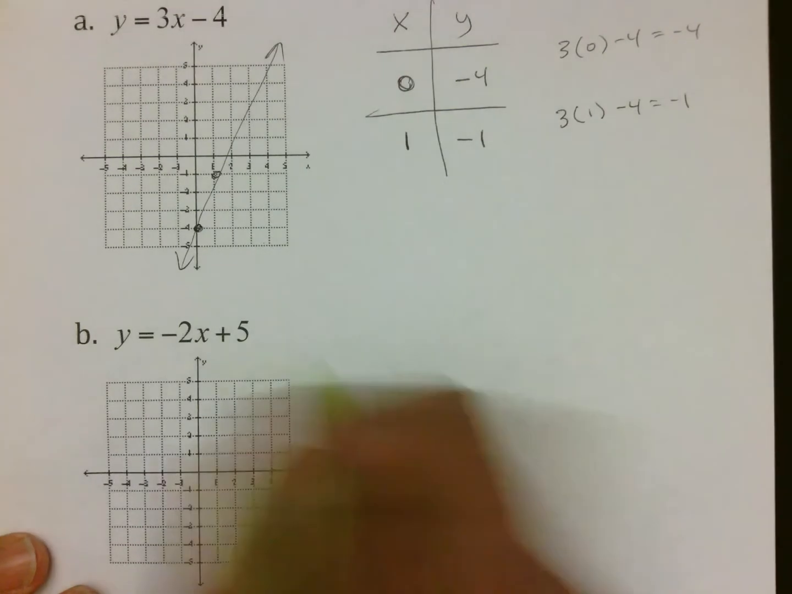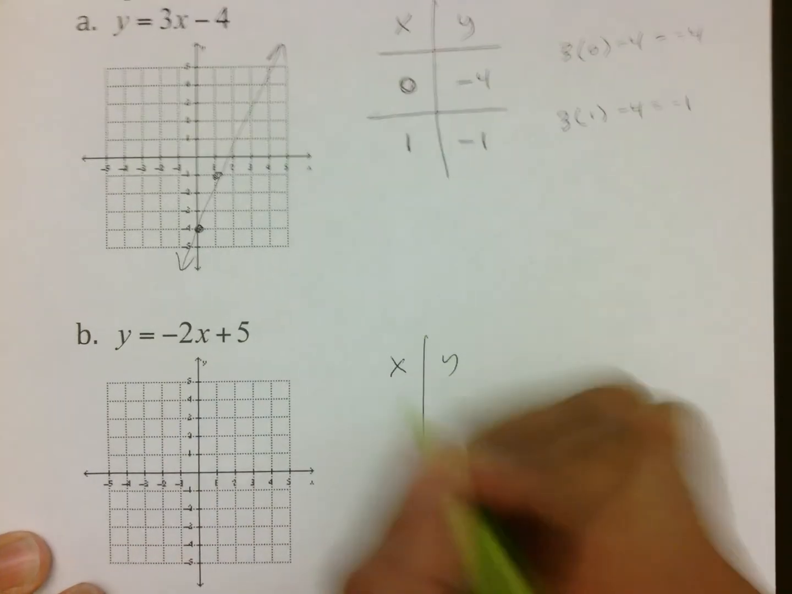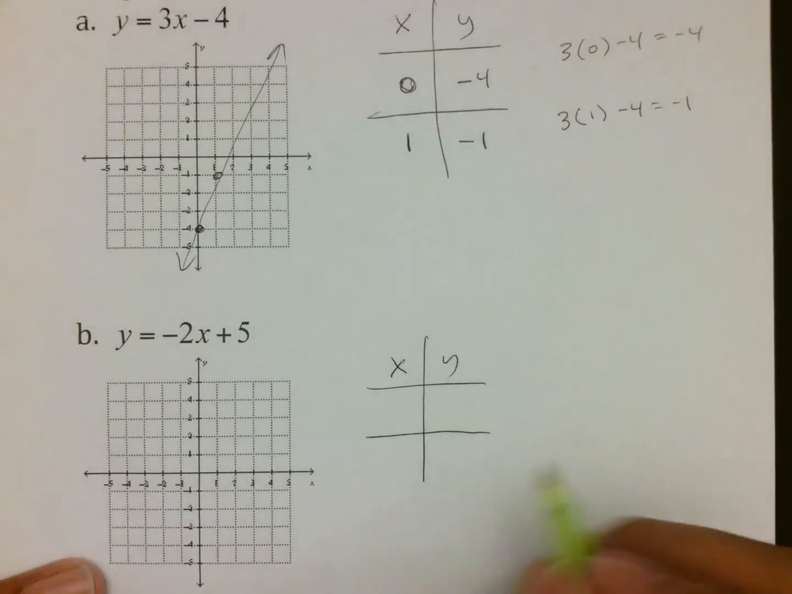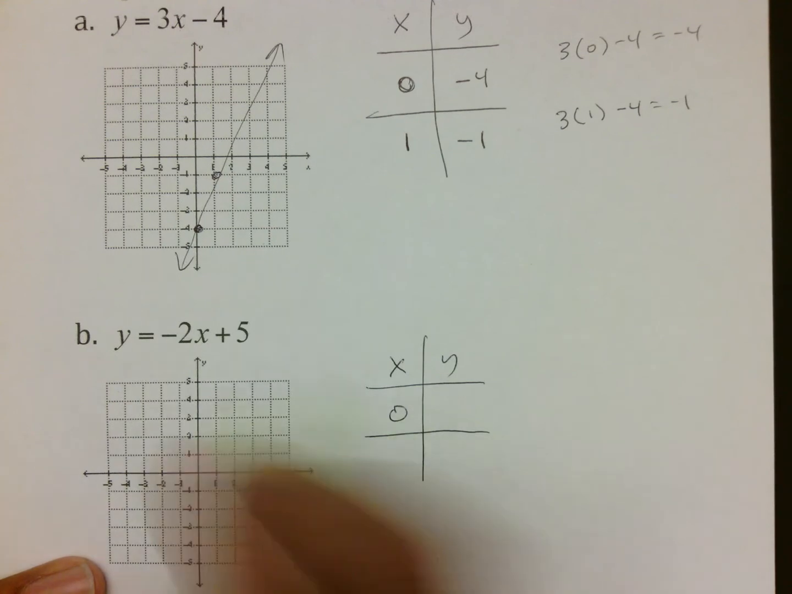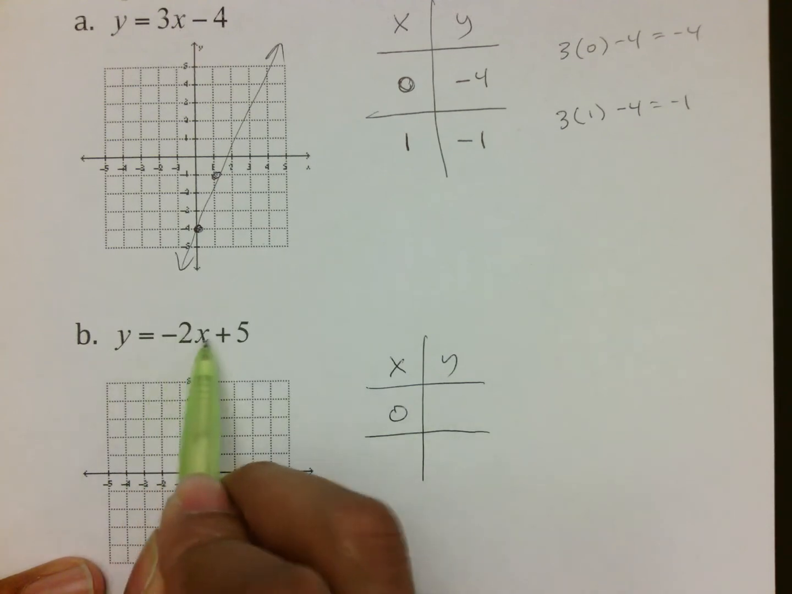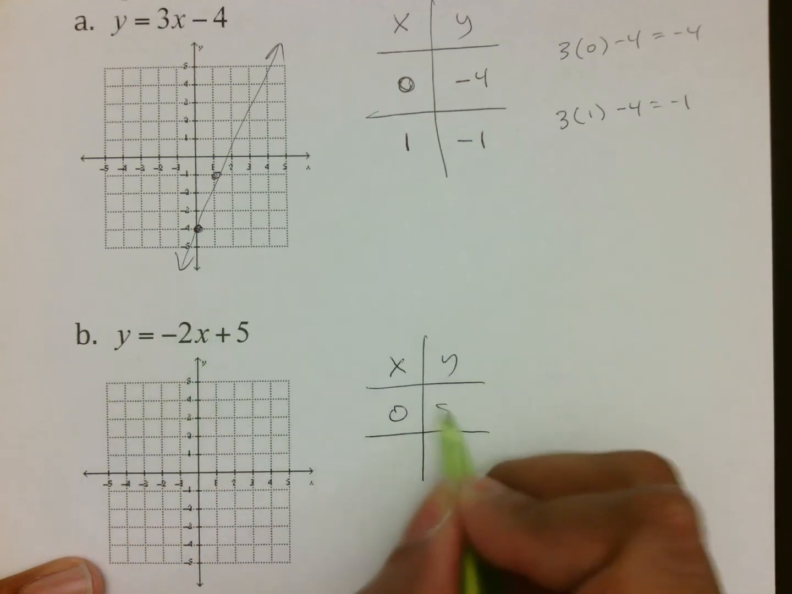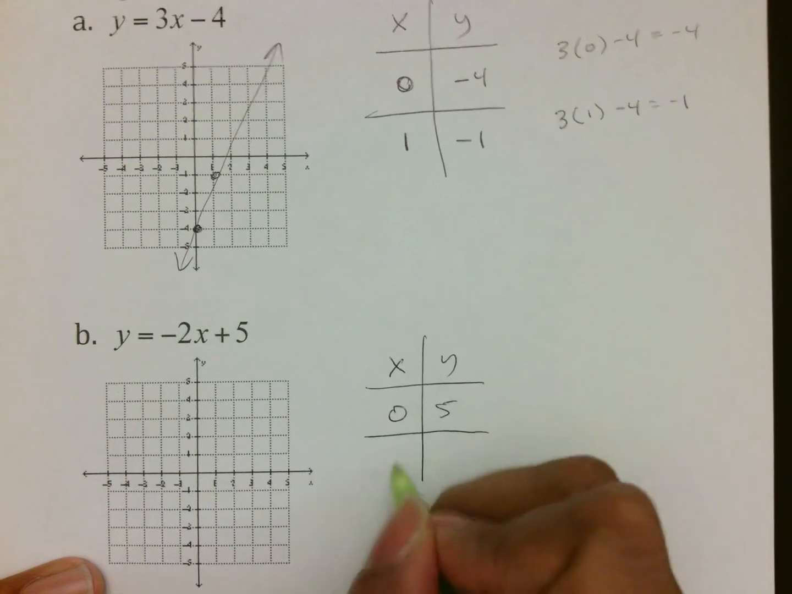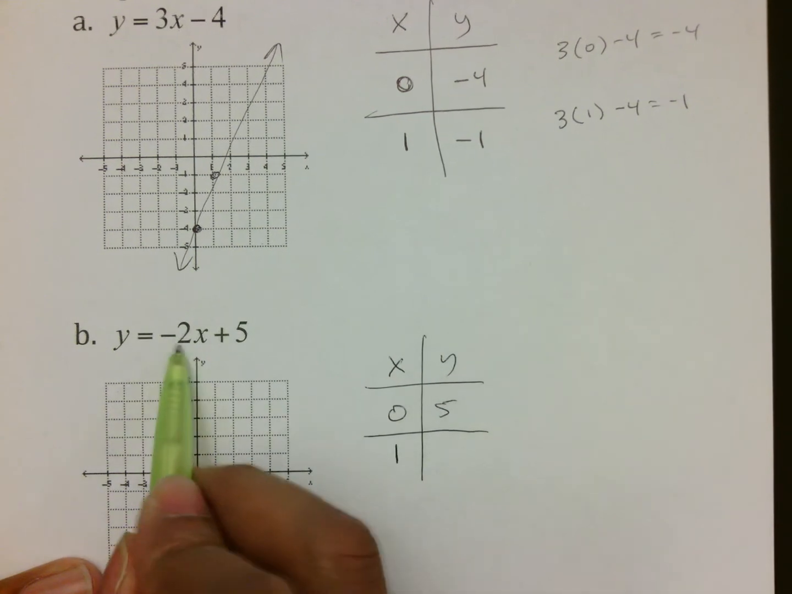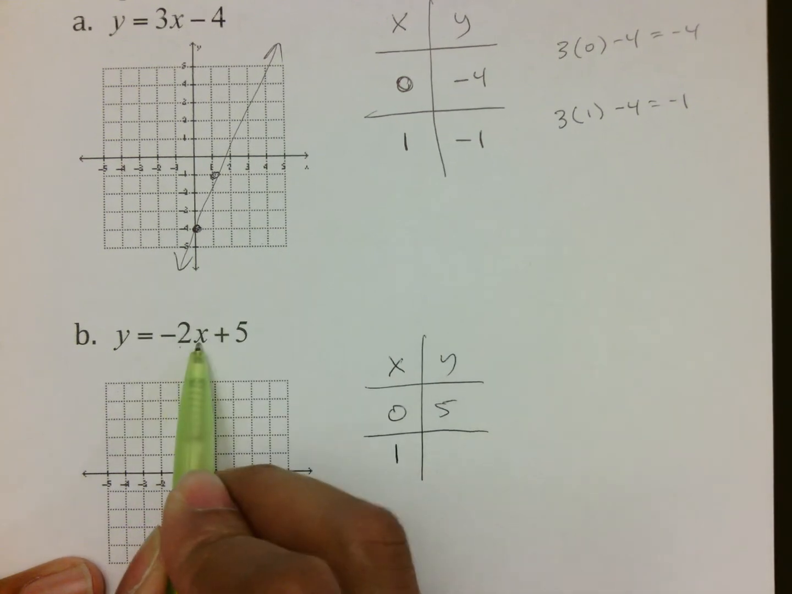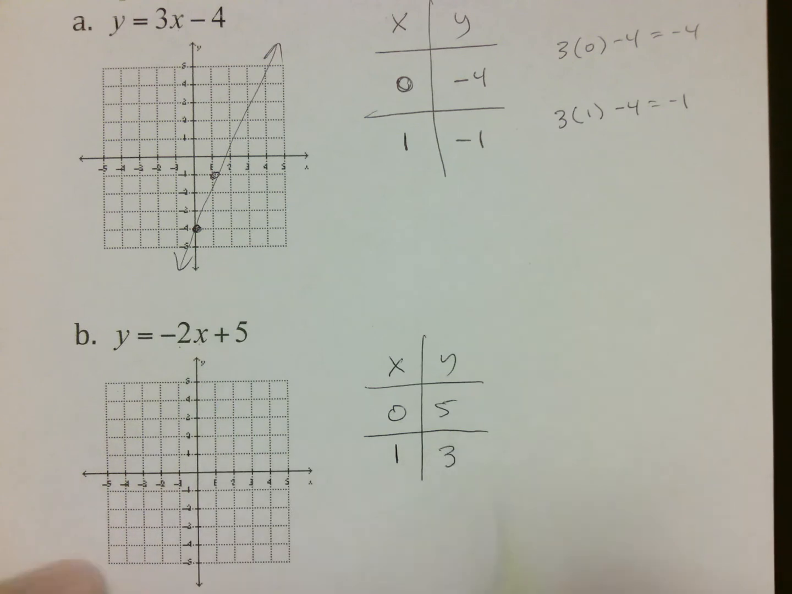Looking at this one, same thing. If you're asked to graph that, x, y, you need 2 points. The easiest point to find is x equals 0. Plug in 0 here. -2 times 0 is 0, plus 5 makes 5. The second easiest number to check is 1. -2 times 1 is -2. -2 plus 5 is 3.